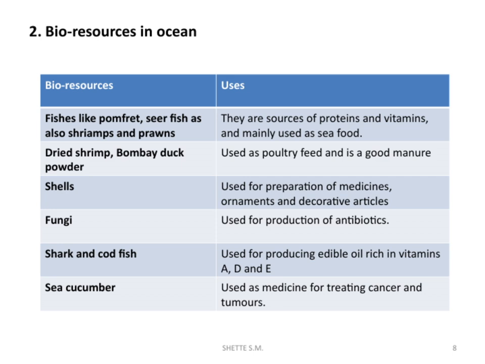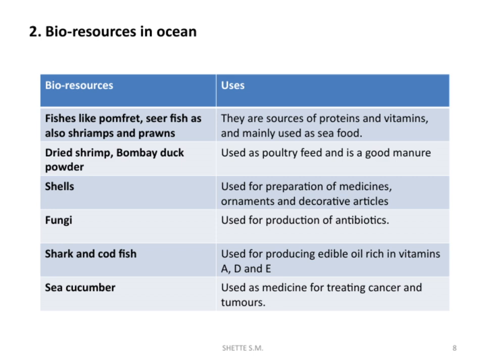Moving on, dried shrimp and Bombay duck powder are interesting because they are not just consumed directly. They also have other uses. For example, they are used as poultry feed and make excellent manure, helping to boost agricultural productivity.